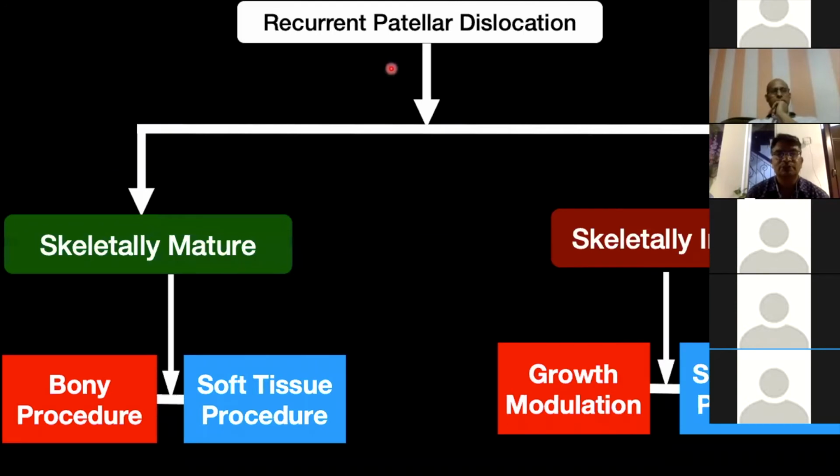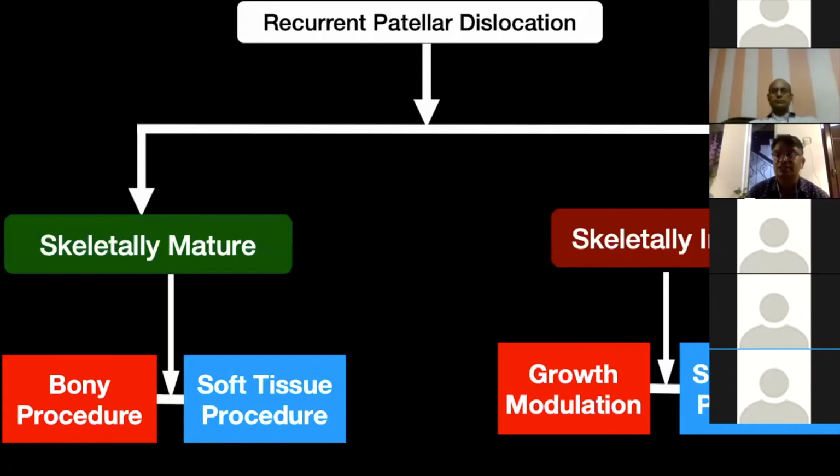So what do you do if there is a recurrent patellar dislocation? Number one should come to your mind: either the patient is skeletally mature or the patient is still skeletally immature. If the patient is skeletally mature, then you can do a bony procedure, you can do a soft tissue procedure. Whereas if the patient is skeletally immature, then you cannot do a bony procedure; you have to get away only by doing a soft tissue procedure. And if possible, usually if it is a valgus or varus deformity, probably growth modulation can be instituted if the patient is skeletally immature.